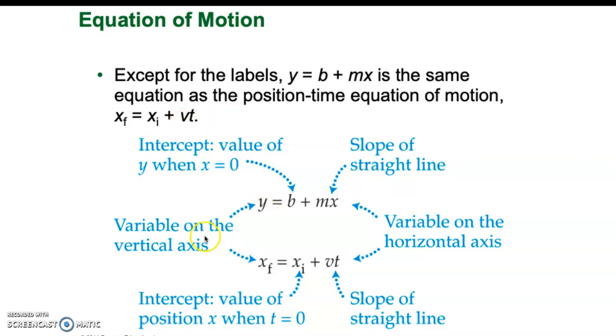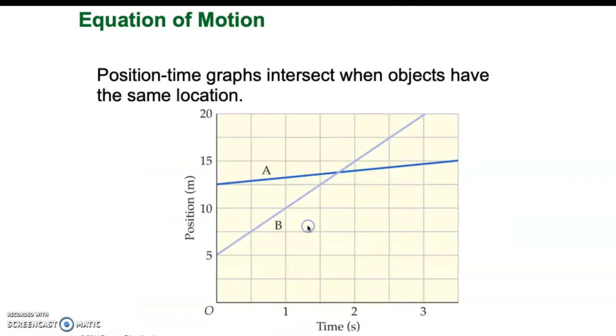y and xf are the variable on the vertical axis, so on the y-axis. b is the y-intercept, and xi is where you're at when time is 0, so a starting position. m is the slope, the velocity is the slope, and x and t is the variable on the x-axis. And you can see how these two totally relate to each other.